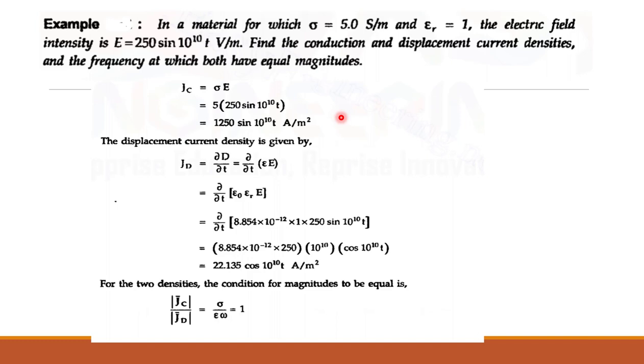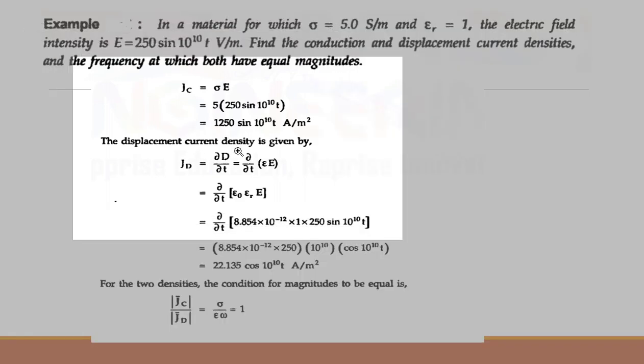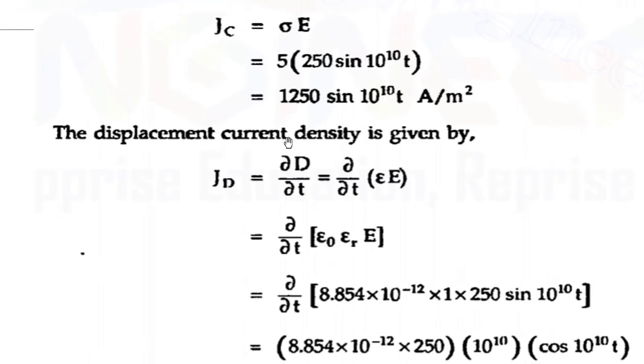In a material with sigma equal to 5 Siemens per meter and epsilon r equal to 1, the electric field intensity is E equal to 250 sin(10^10 t) in volts per meter. Find the conduction and displacement current densities and the frequency at which both have equal magnitudes. So let us first concentrate on what the conduction current density is.